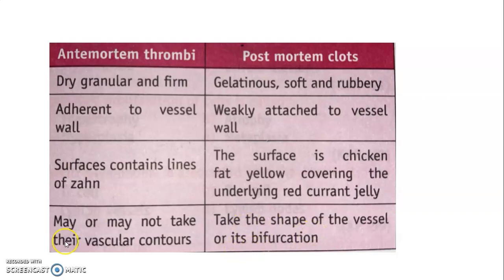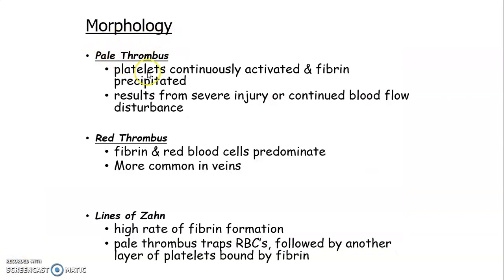So pale thrombus is formed by platelets continuously activated and fibrin precipitation. It results from severe injury or continued blood flow disturbance. So it is comprised of platelets and fibrin. While in red thrombus, fibrin and red blood cells predominate, more common in veins. In pale thrombus, fibrin deposition is prominent, while in red thrombus, fibrin and red blood cells predominate.